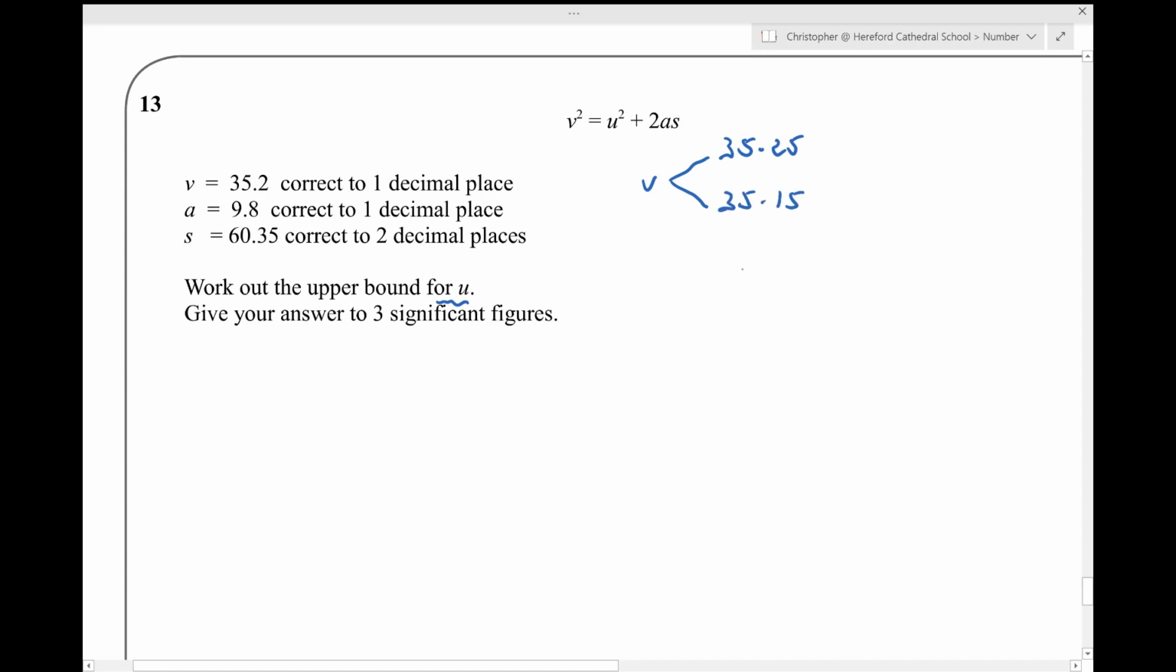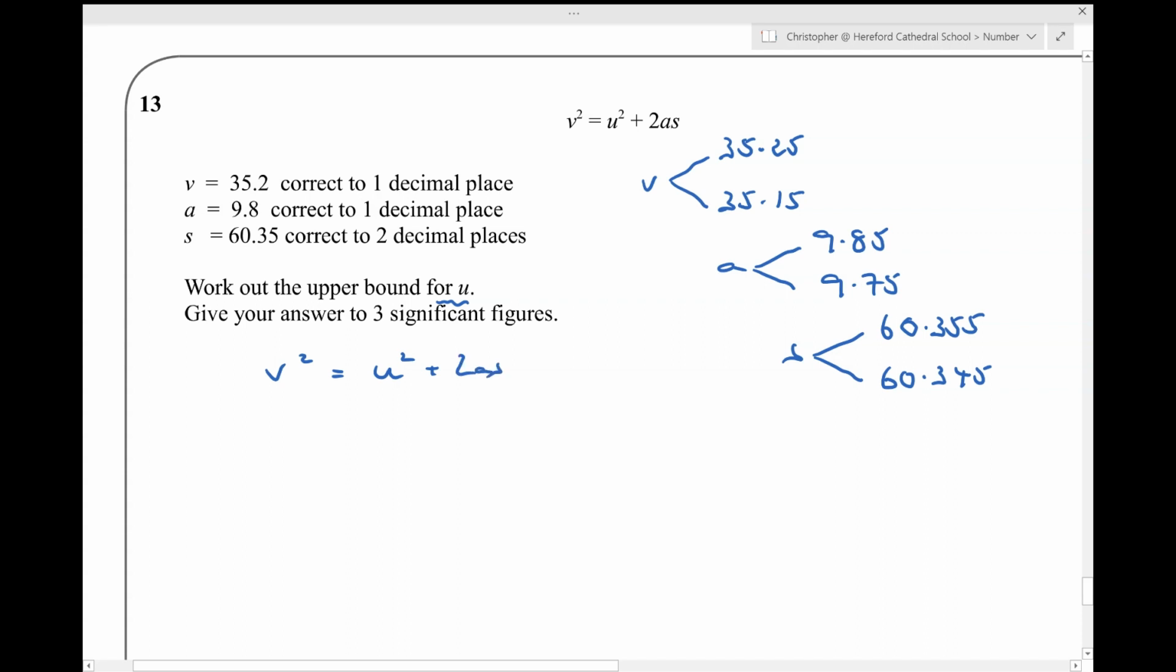A, meanwhile, is 9.8, correct to one decimal place. So 9.85 and 9.75. And S is 60.35 to two decimal places. So 60.355 and 60.345. Now I'm asked to work out the upper bound for U, but the formula that I'm given has V as the subject. They don't like to make it straightforward, do they? So I'm going to rearrange this formula to make U the subject.